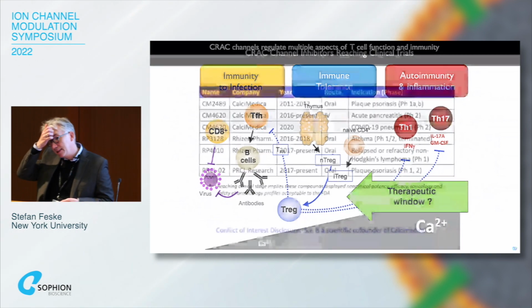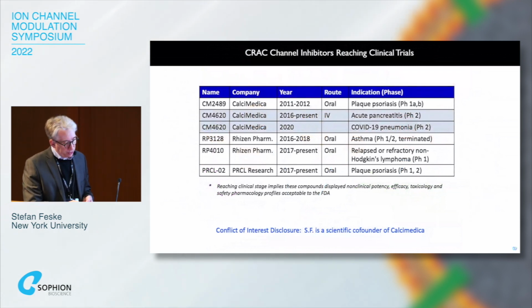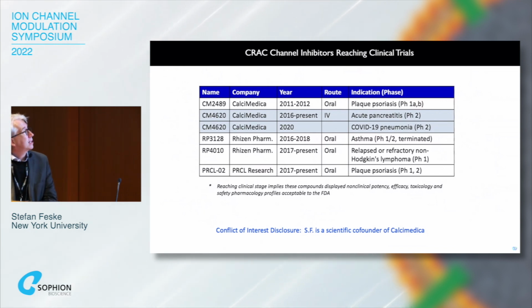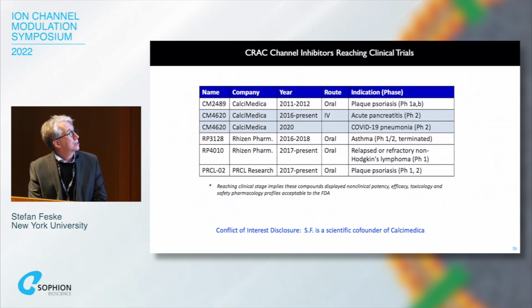And that is translationally and clinically relevant because a company that I'm involved with, and I should disclose this actually, it's called Calcimedica. I'm a scientific co-founder of that company. It has developed CRAC channel inhibitors, and one of them has passed 2 phase 2 clinical trials in acute pancreatitis and in COVID-19 pneumonia. And the drug was safe and didn't have apparent side effects, and it reduced the time in the hospital and the severity of disease.